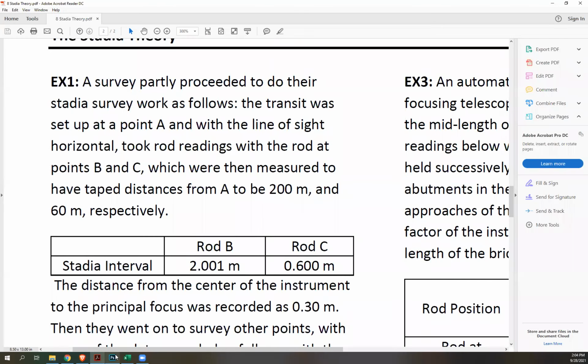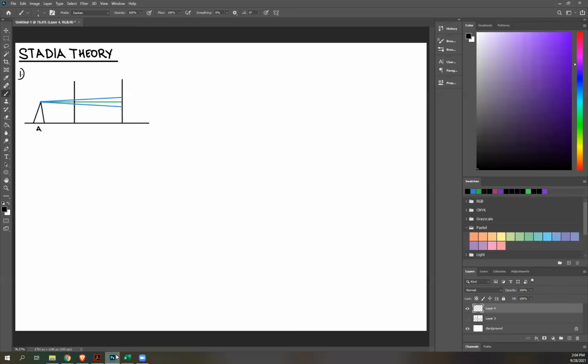And then B and C. So distances of B and C are 200 and 60 respectively. So this is your B since it's farther away. This is your 200. And then this is your 60.